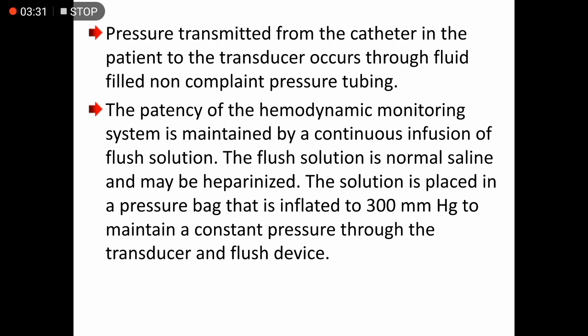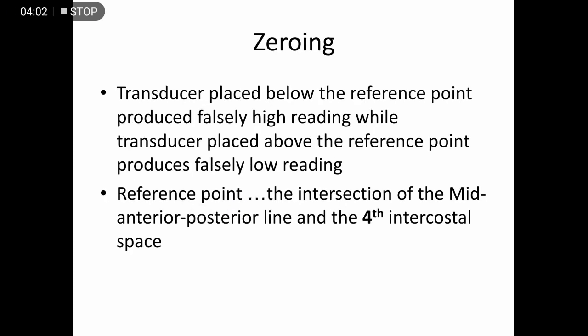Pressure transmitted from the catheter in the patient to the transducer occurs through fluid-filled, non-compliant pressure tubing. The patency of the hemodynamic monitoring system is maintained by the continuous infusion of a flush solution. The flush solution is normal saline and may be heparinized, but as per policy in PSMMC hospital, we don't use heparin. The solution is placed in a pressure bag inflated to 300 mmHg to maintain a constant pressure through the transducer and flush device.